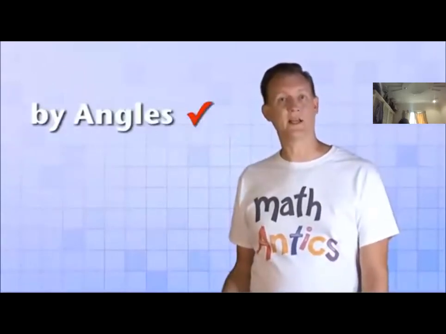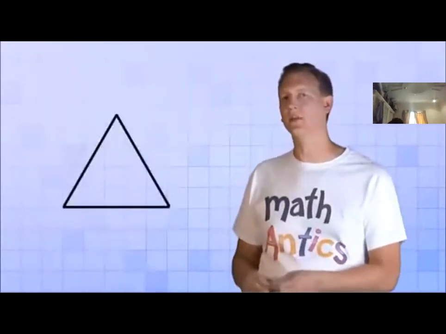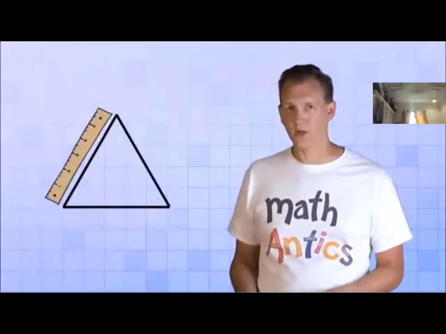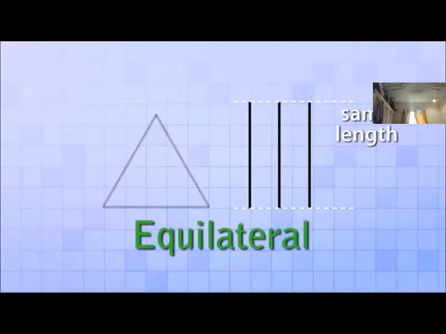All right then, classifying triangles by angles is pretty simple, but we can also classify triangles by their sides. If we pay close attention to the length of each side of a triangle, we can see that there's 3 possibilities. First of all, if all 3 sides of a triangle are exactly the same length, then we call it an equilateral triangle. It's kind of a long word, but it's easy to remember because it sounds like it has the word equal in it.